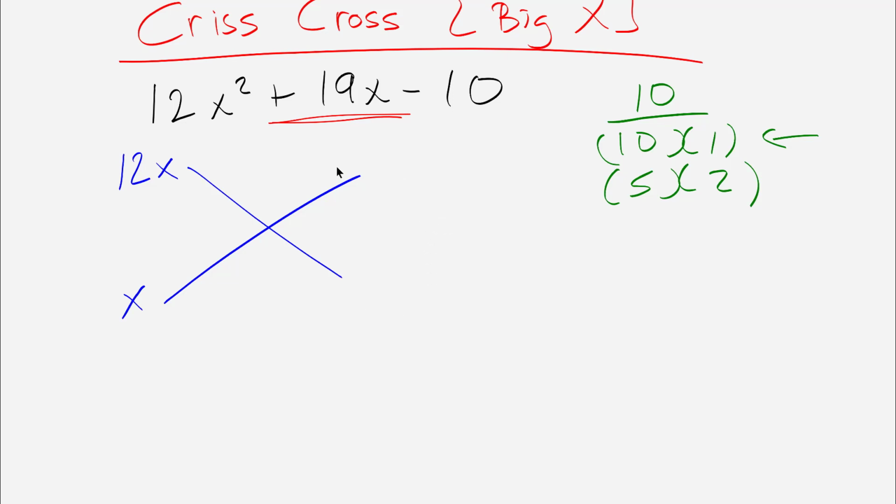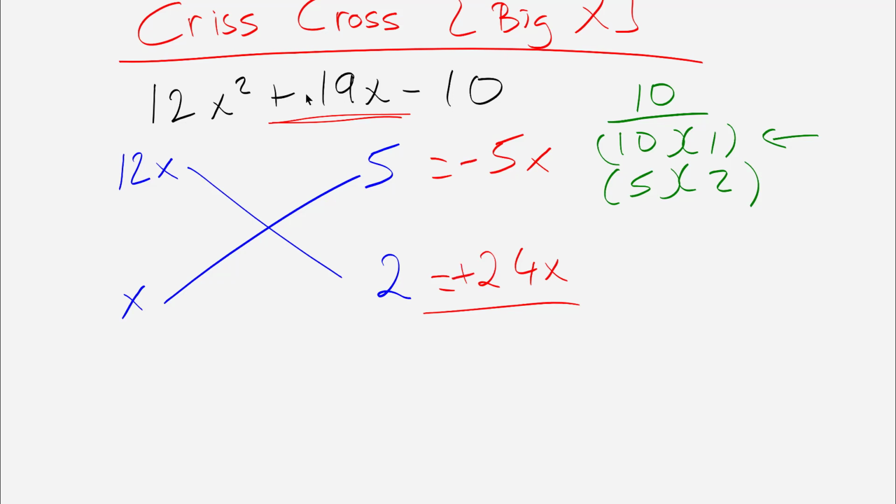Let's try the 2 and the 5. So let's say I put the 2 here and the 5 here. 12x by 2, that will be 24x. X by 5, that will be 5x. And yes, we can combine these to get a plus 19x. If we have a plus 24 and a minus 5, that will tidy up to plus 19x, which is good because that's what I'm looking for.